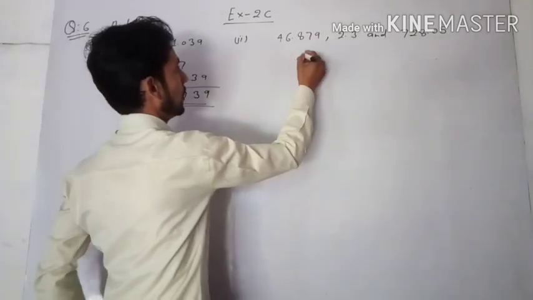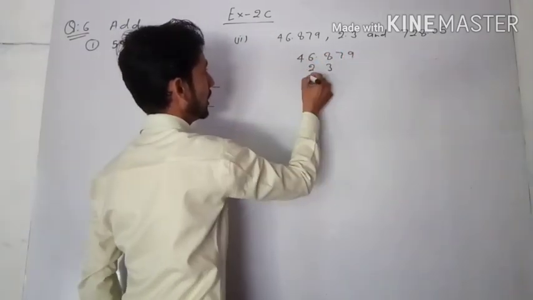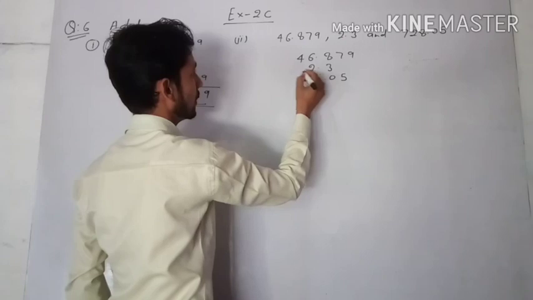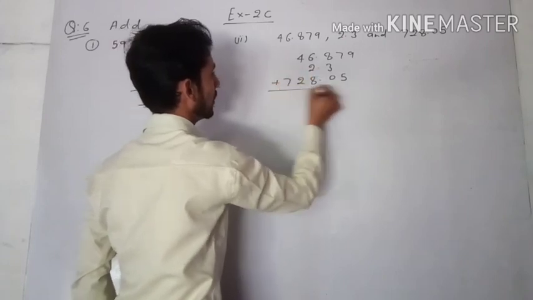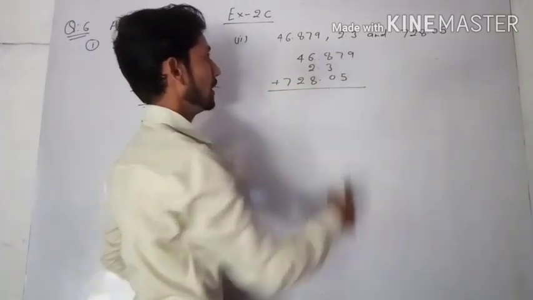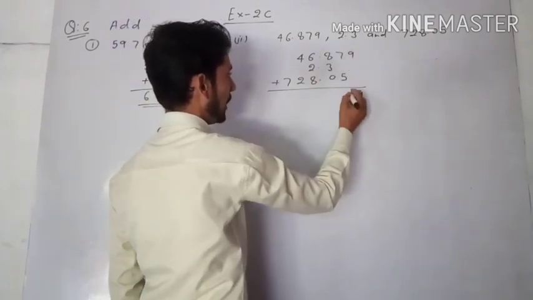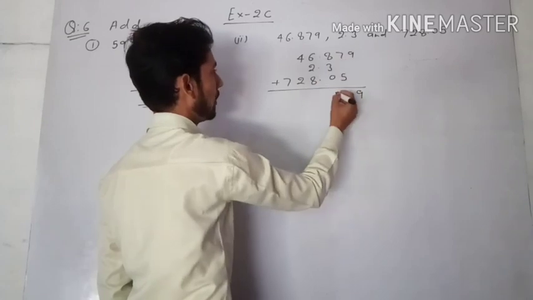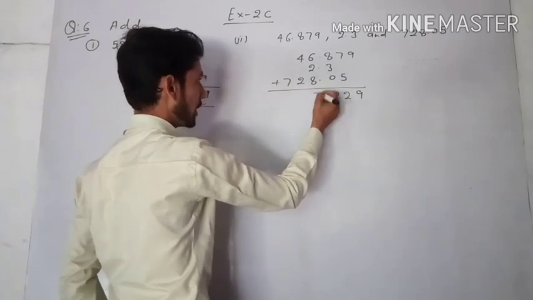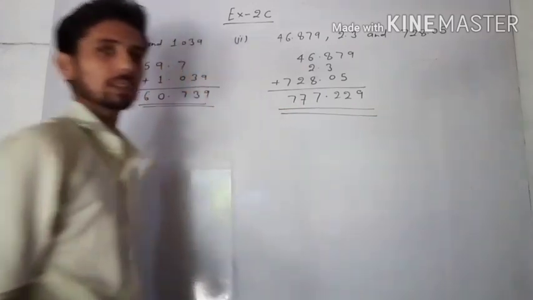Second, 46.879, 2.3 and 728. All the digits are aligned like that. 9, 9, 7, 5, 12, carry 1. 8, 3, 11, 1, 12, carry 1. 8, 8, 16, 1, 17. That's your answer.